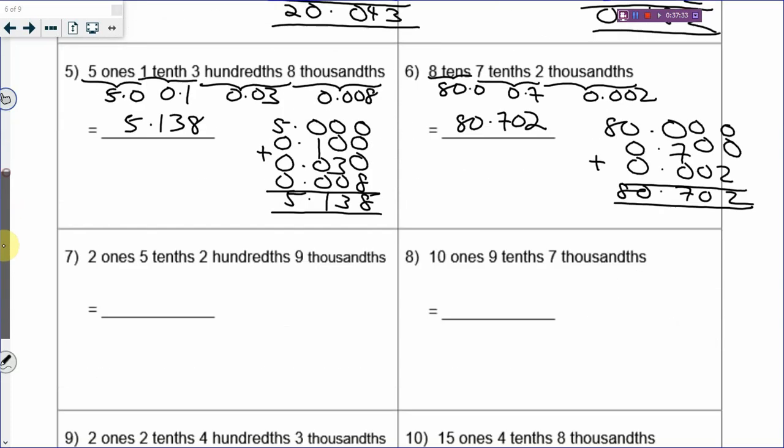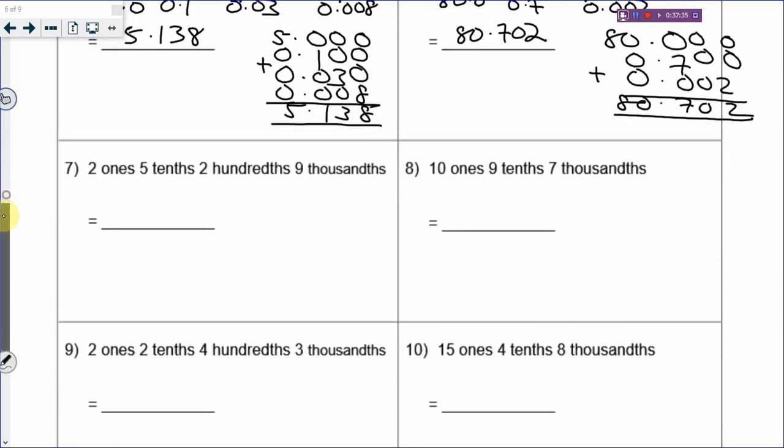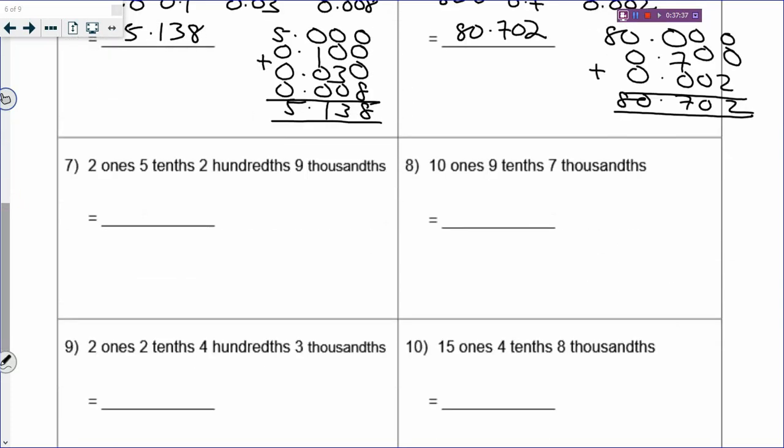Last four. Maybe you may want to pause here and see whether you can do it on your own before you look at the video. Pause and just do it on your own first. Once you are done, let's check the answers.